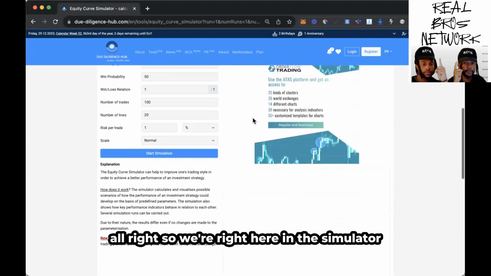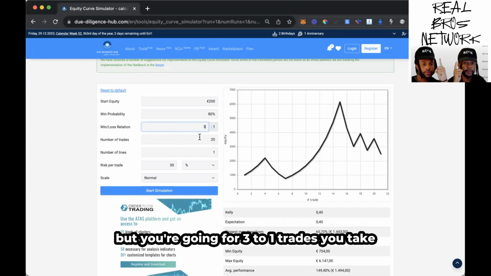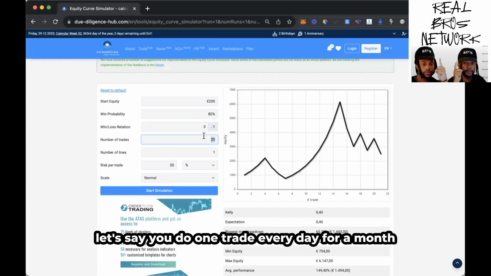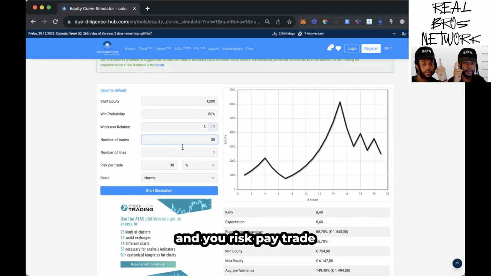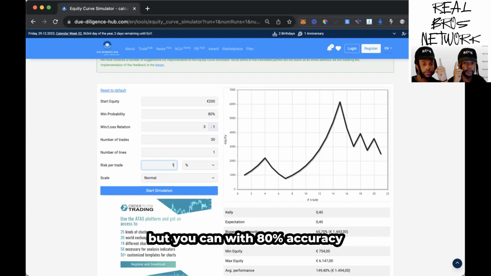All right, so we're right here in the equity curve simulator. I'll start with $200 in there. When you trade at 80% and you're going for 3 to 1 trades, you can go for 4 to 1 and all that, but you're going for 3 to 1. Let's say you do 1 trade every day for a month, so 30 trades. Your risk per trade is only 10% of your account. I recommend 1 to 3%, but with 80% accuracy you can risk 10% of your account.